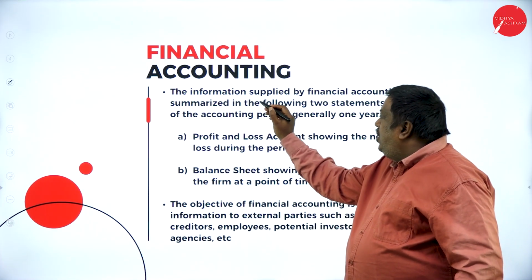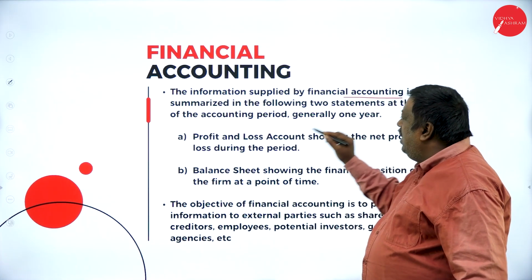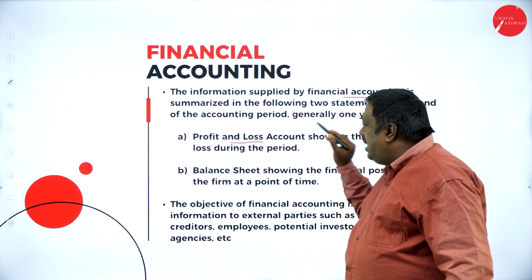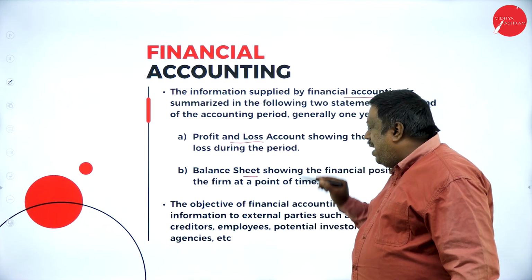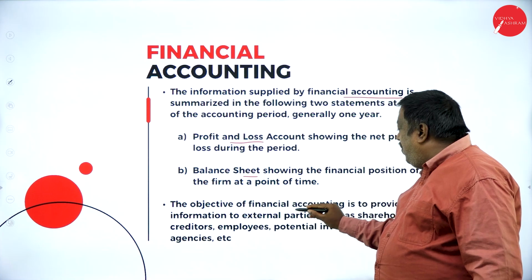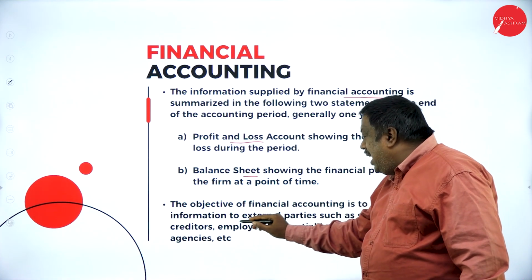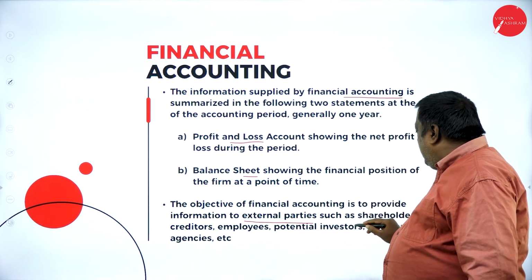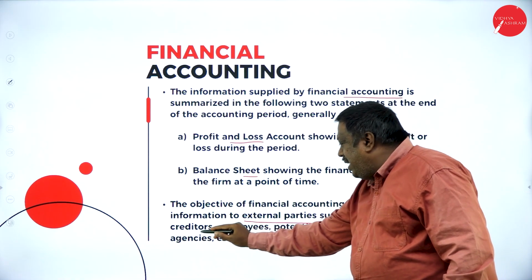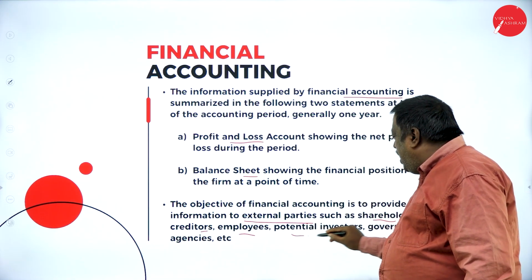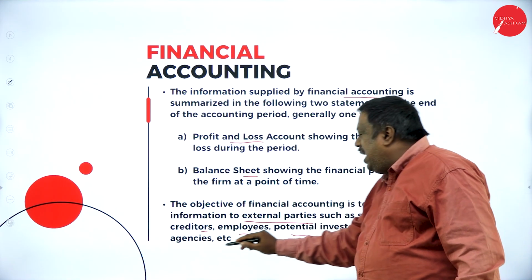So the information supplied by financial accounting is summarized, as I already said, in the profit and loss account and balance sheet. The main objective of financial accounting is to provide the information to external parties such as shareholders, creditors, employees, potential investors, and government agencies.